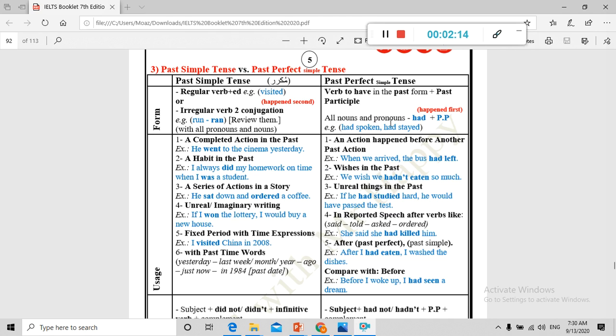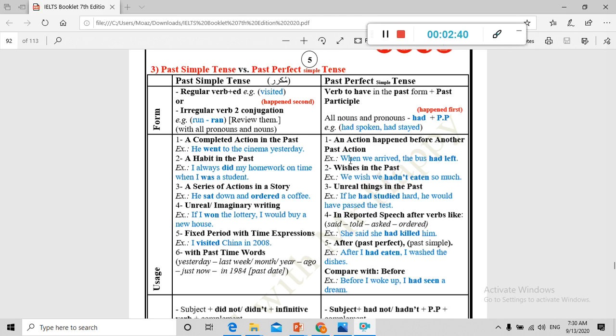The form: noun or pronoun plus had plus pp, which means past participle or verb 3. For example, had spoken, had stayed. This means it's verb 3. Now I'm comparing. Here, an action happened before another past action. This means we have two actions in the past. The one that happened before will be in past perfect.